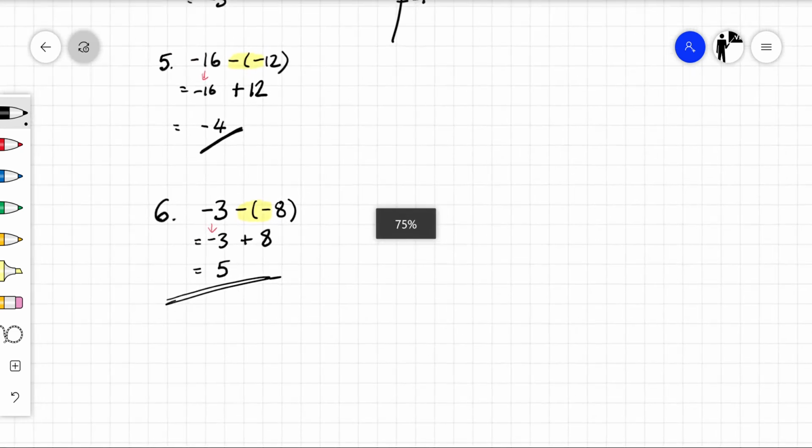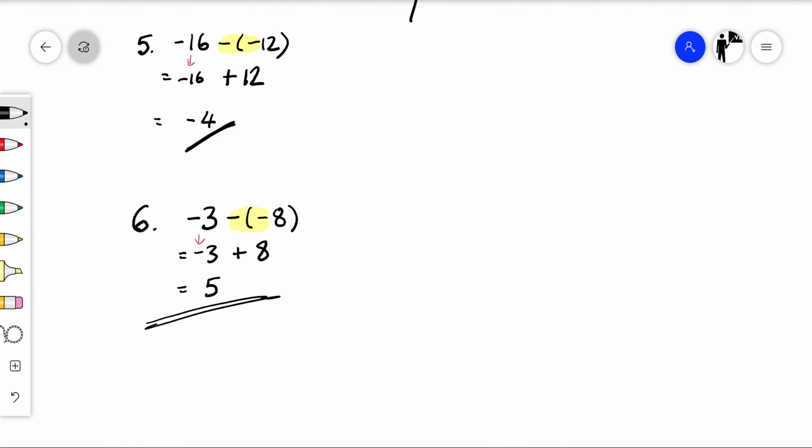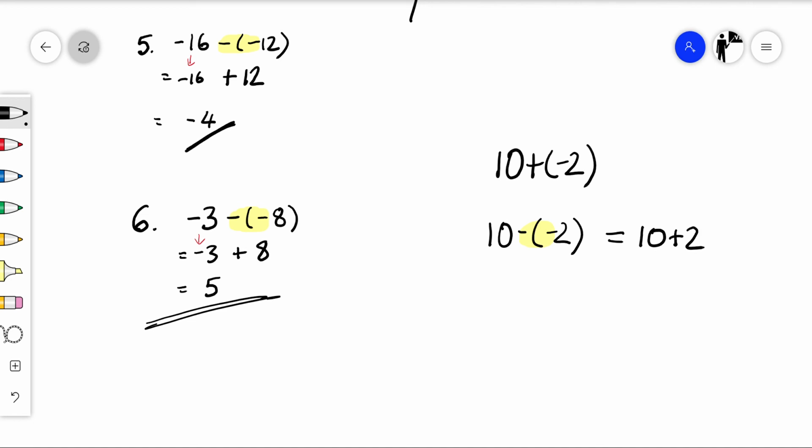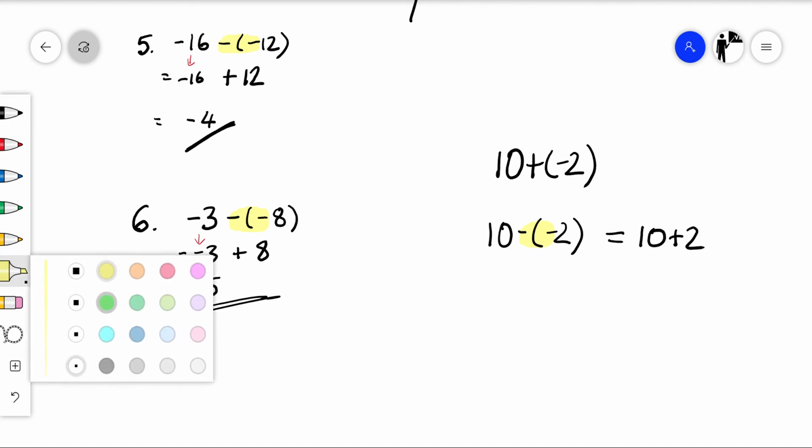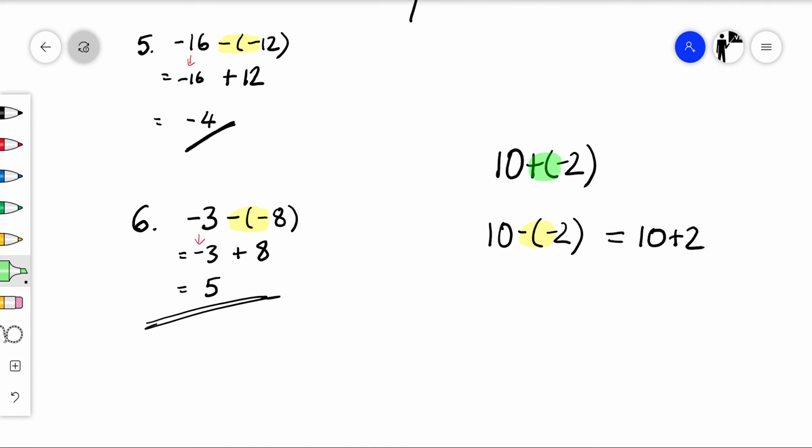Okay, it's very important that you can differentiate between the two ideas. For example, if I had 10 subtract negative 2, subtracting a negative behaves like addition. It behaves like 10 plus 2. Whereas this example here, which we could see in a previous video, when we add a negative, that behaves like subtraction. Two very closely related ideas, but two you need to be comfortable with when we're dealing with negative numbers.